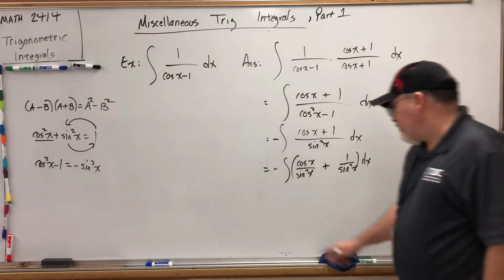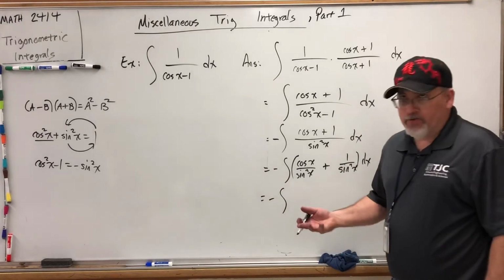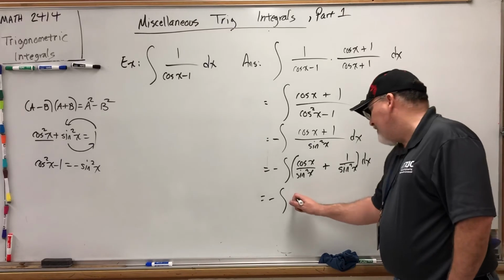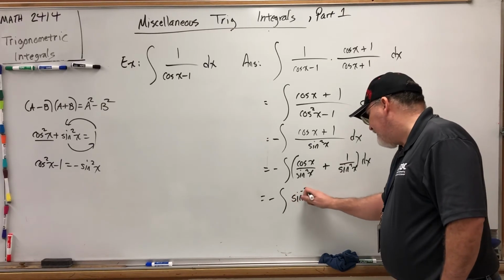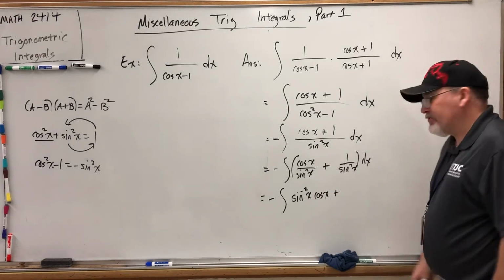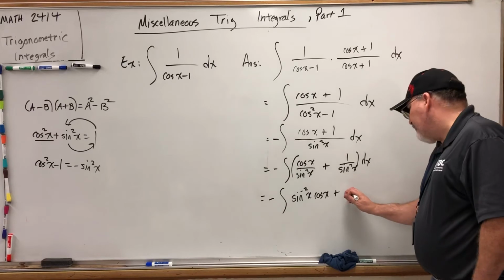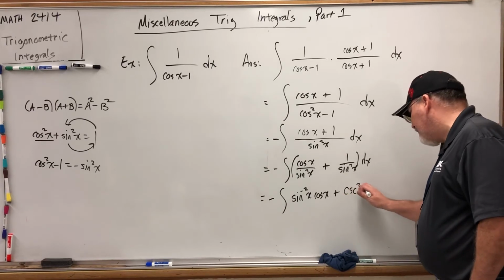Let's move all the sine squareds up. I got two ways to move something up when it's a trig function. Number one is to make its power negative. So we could say sine to the negative 2x cosine x. Number two is to use its reciprocal function. The reciprocal of sine is cosecant, so the reciprocal of sine squared is cosecant squared.